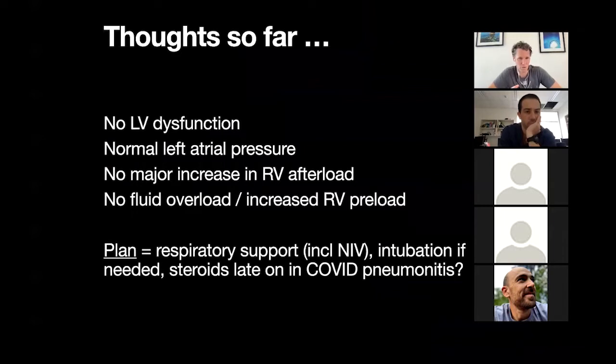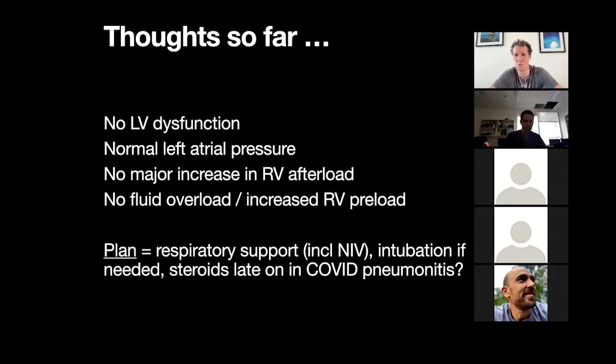Okay, so thoughts so far. I don't think we've got any major LV dysfunction. We've got normal left atrial pressure, no major increase in the RV afterload. There's no obvious fluid overload or increased RV preload. So happy days. That's a nice first state to be in with someone who's coming in with an ARDS pattern, not ventilated. So from here, our plan was to carry on with NIV.